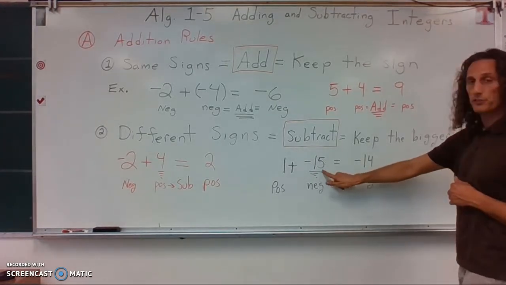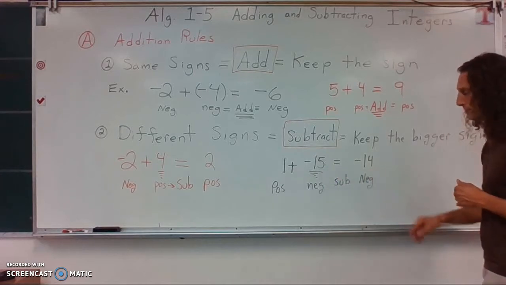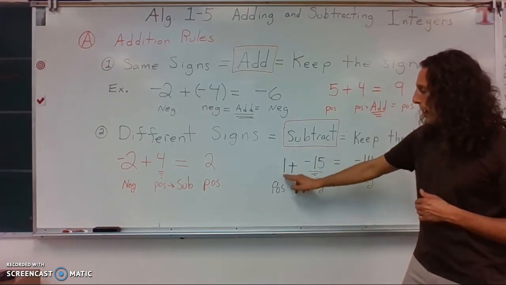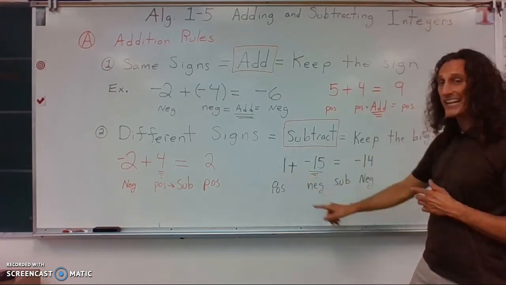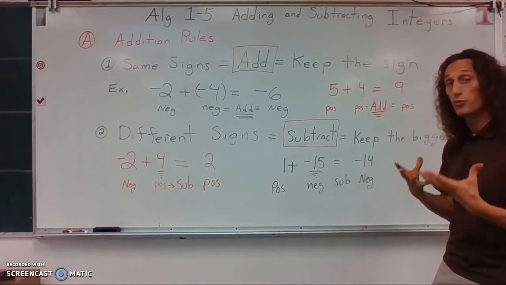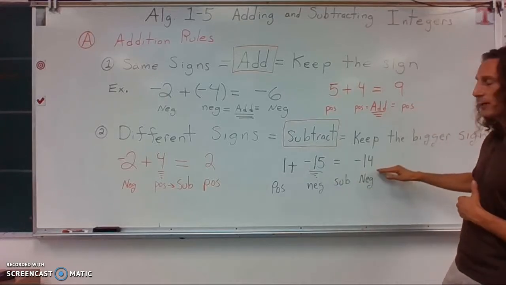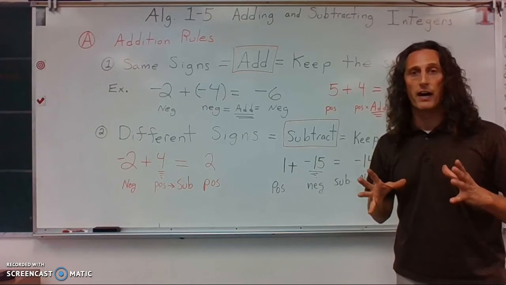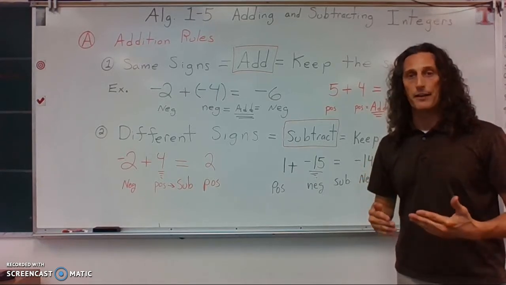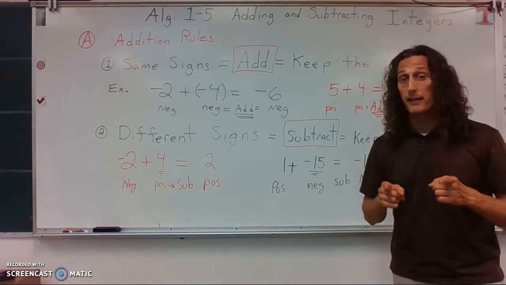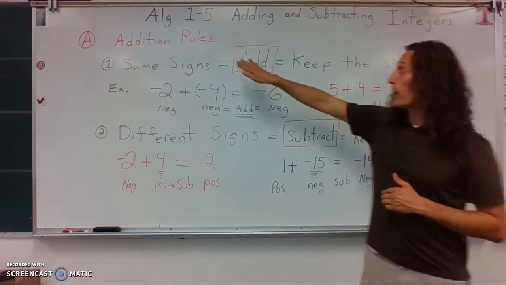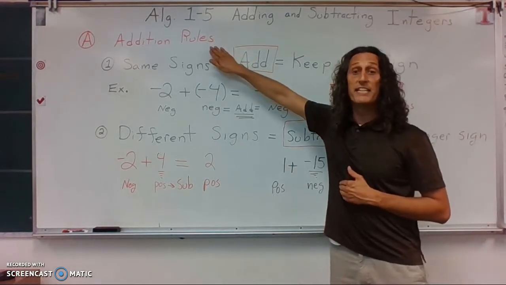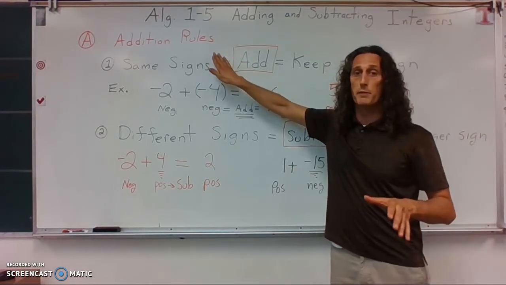So our answer is going to have to be a negative answer. We have our one positive. So this one positive takes out one of these guys, or we subtract, and we get negative 14. So you're no longer looking at the plus sign to tell you to add. You're looking at the plus sign to tell you when to follow these rules, to follow the addition rules. That's all the plus sign means.